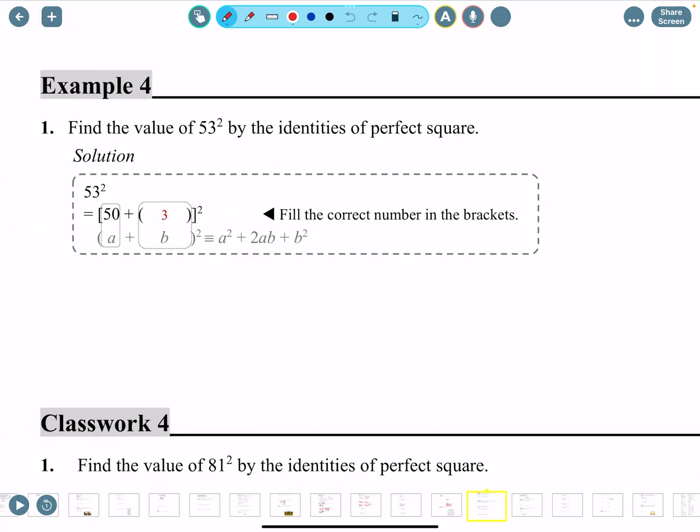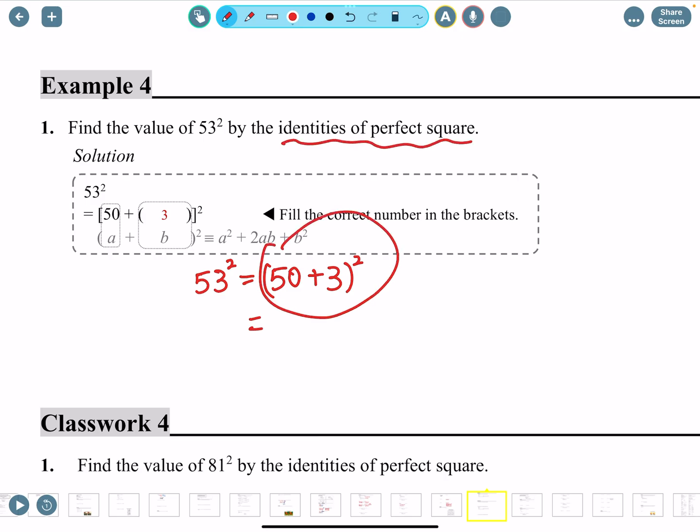So, to handle this, usually we want to separate 53 into two numbers. 53 squared, right? 53 into two numbers, and those numbers are gonna be at tens, so like 40, 50, 60, 70, and plus or minus depending on you, plus 3 in this case, right? So it says here 53 squared. 53 is 50 plus 3, and the whole thing will be squared. All you have to do is expand it. It's forcing you to use the identity of perfect square. So this is the identity of perfect square.